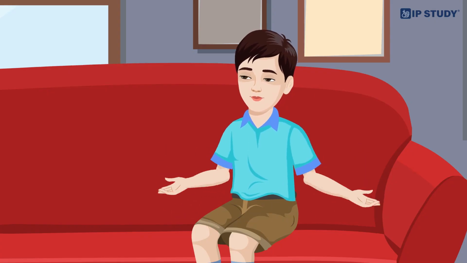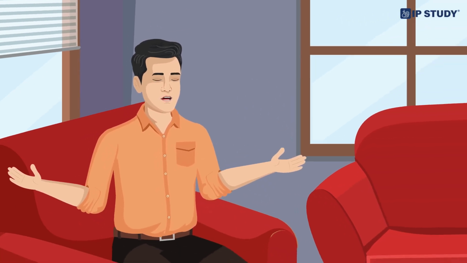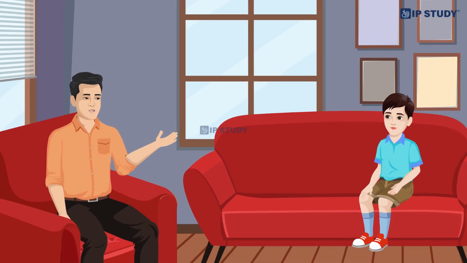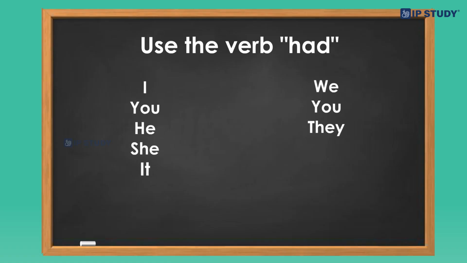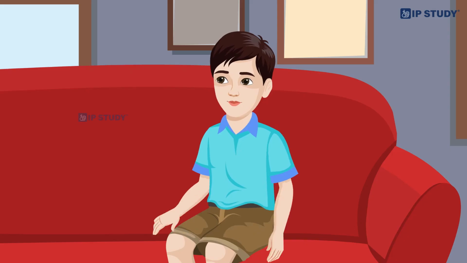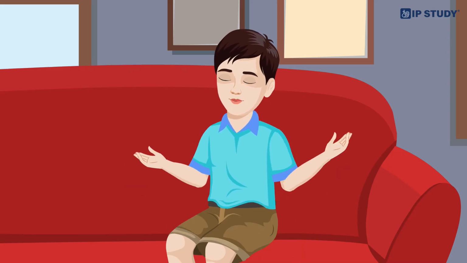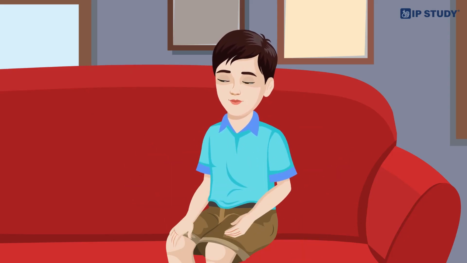Oh, I got it. Now, let's talk about had. Had is the past form of has or have. It is used for past tense. It is used with both singular and plural nouns and pronouns. For example, I had a meeting yesterday. So, when something is in the past, we use had.